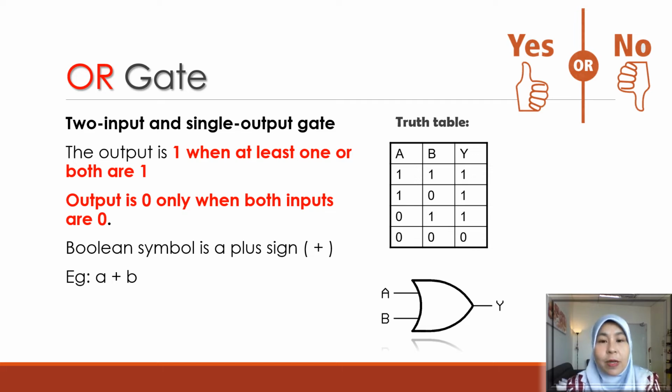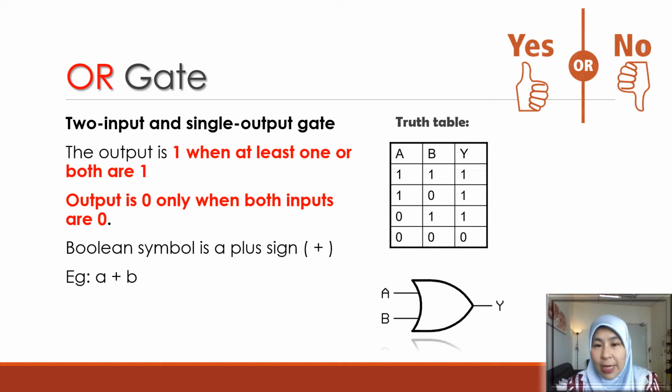That means if the inputs are all 0 or false, then only the output will be false, 0. So the Boolean symbol is a plus sign. Below is the example of how we write the equation using the OR gate, which is A plus B. Plus is referring to OR. Alright, this is the example of the truth table.